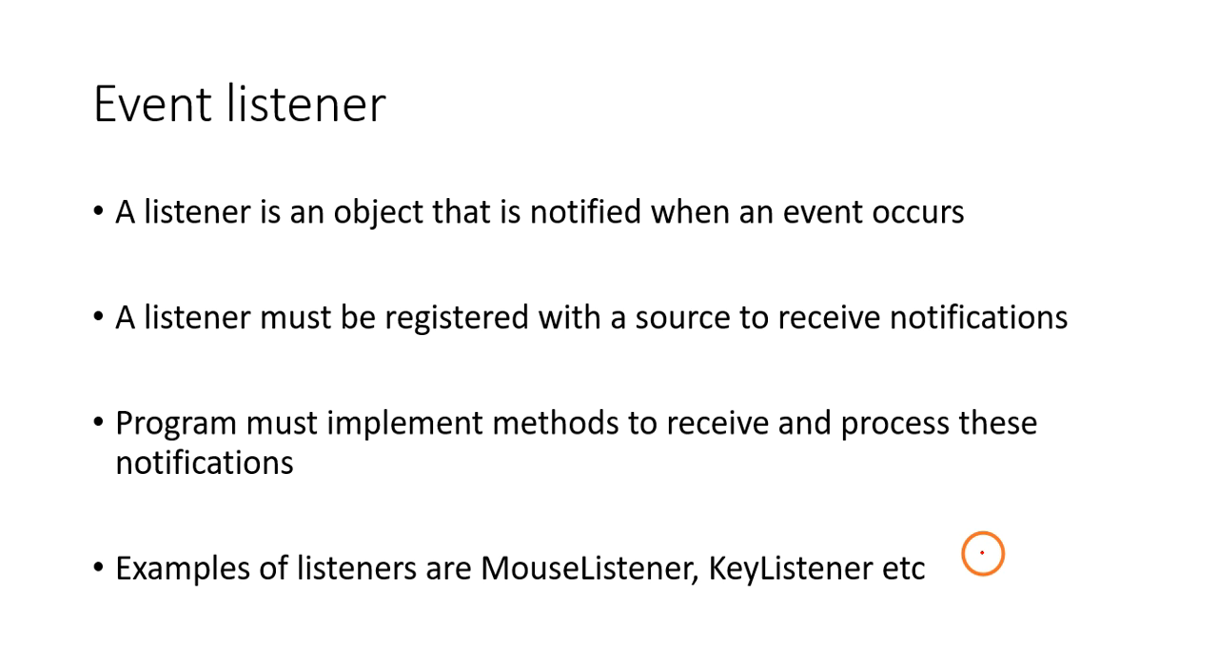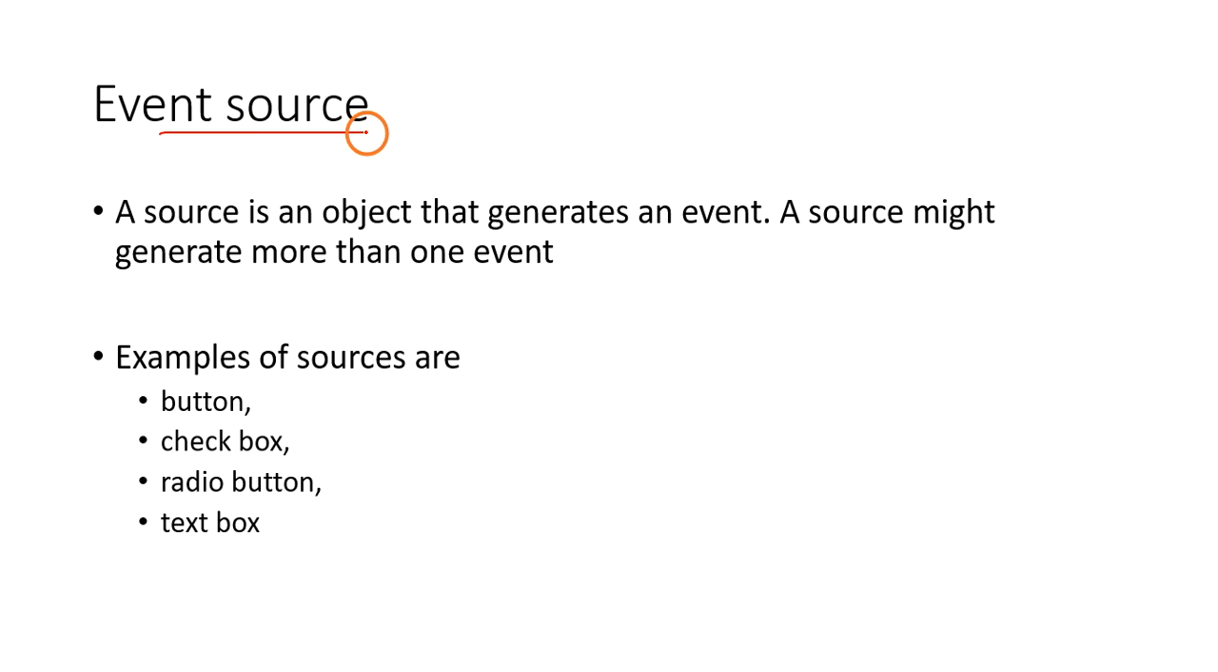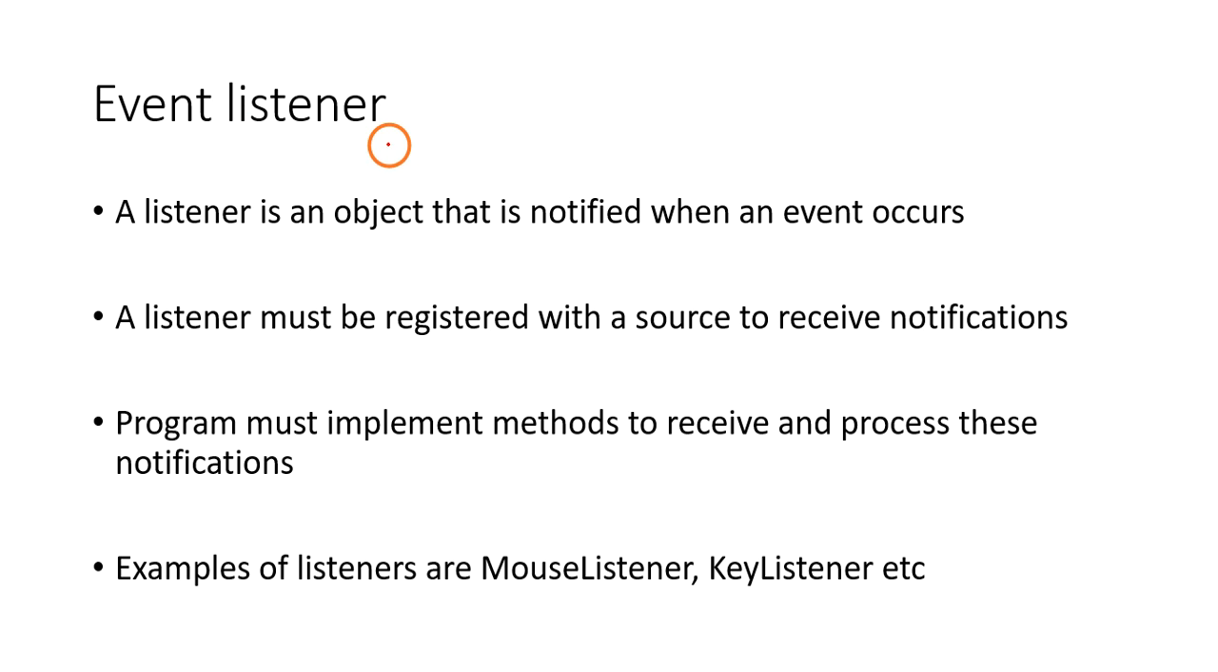Now, how does Java implement all these things? Events are implemented as classes. For every event there is a class. Similarly, for every event source there is a class. And these event listeners are interfaces. This mouse listener, key listener, all these are examples of listener interfaces.